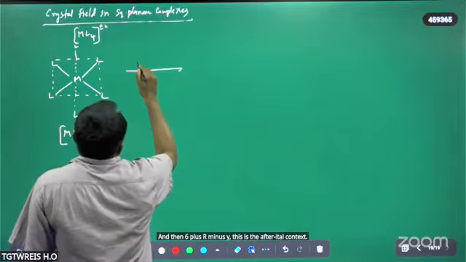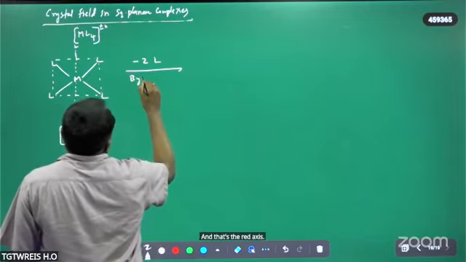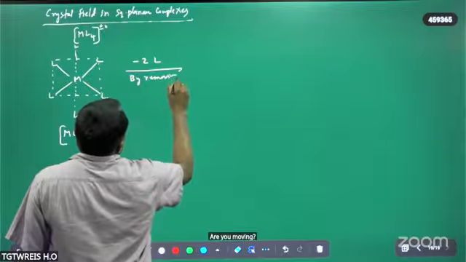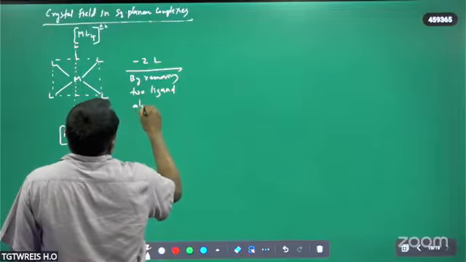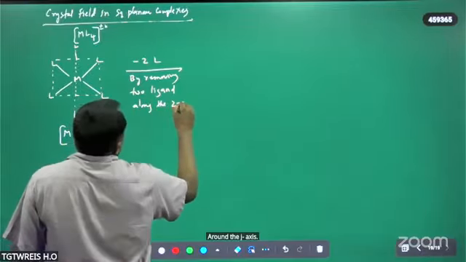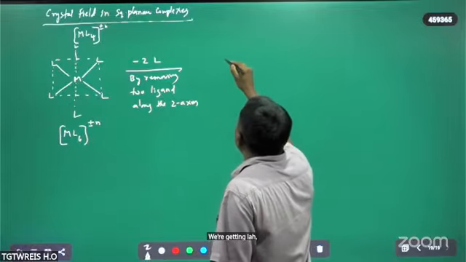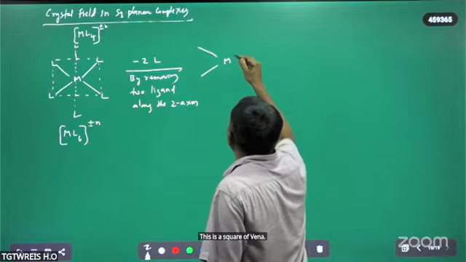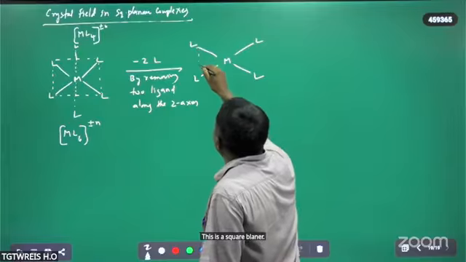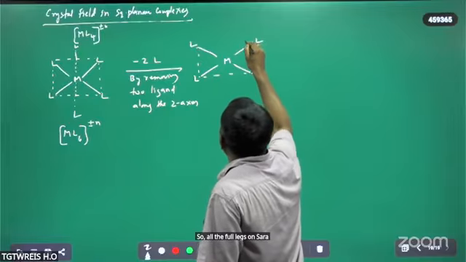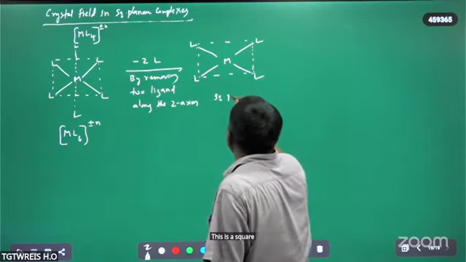By removing 2 ligands along the z-axis, we get the square planar. This is the square planar. So all the 4 ligands are occupying the 4 corners of the square.